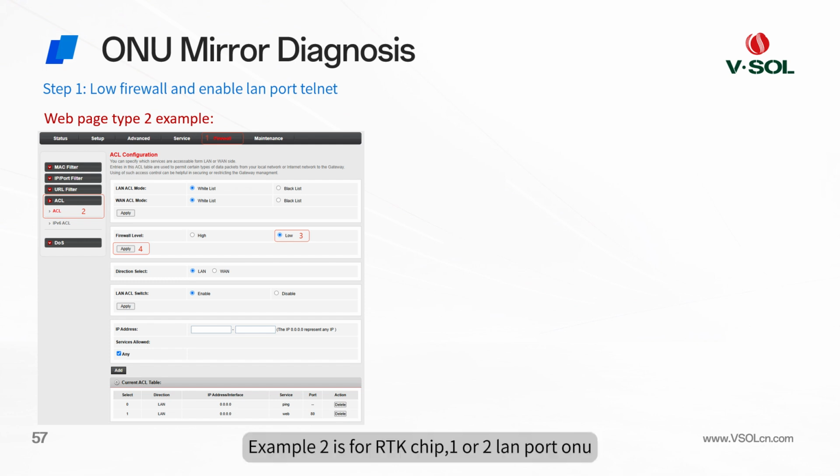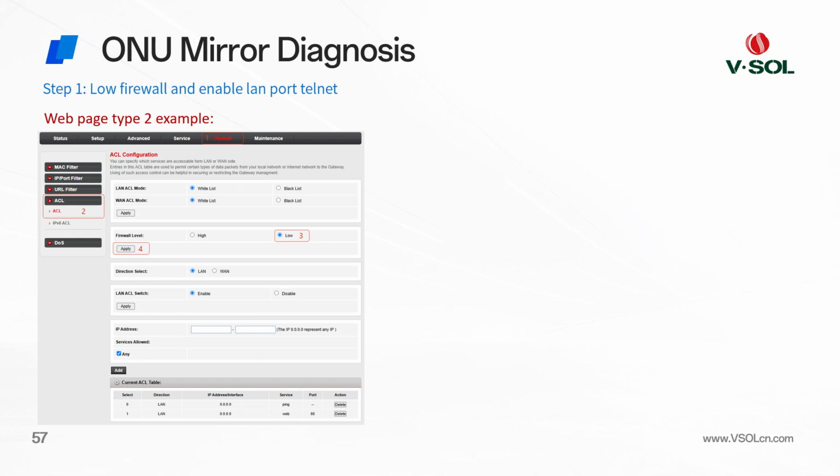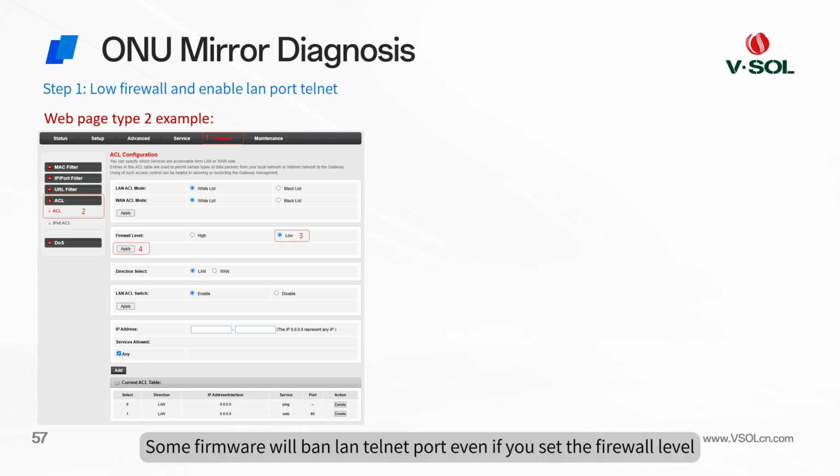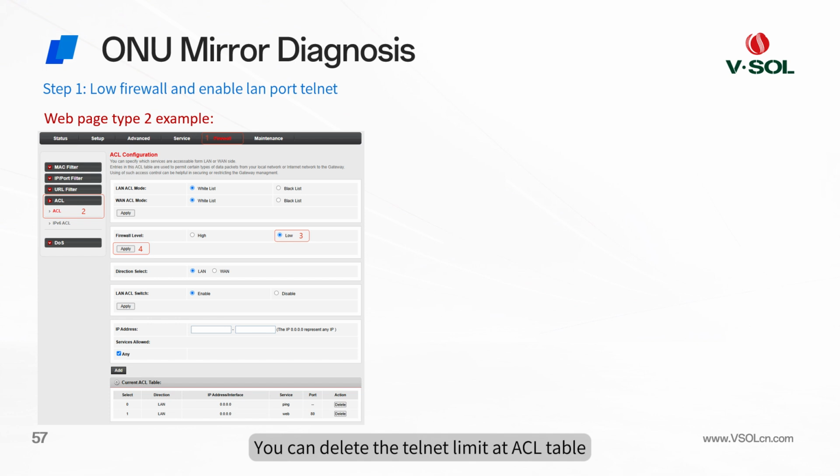Example 2 is for RTK chip 1 or 2 LAN port ONU. In this ONU, you can click Firewall ACL. Then set the firewall level to low and apply. Some firmware will ban the LAN telnet port even if you set the firewall level. You can delete the telnet limit in the ACL table.